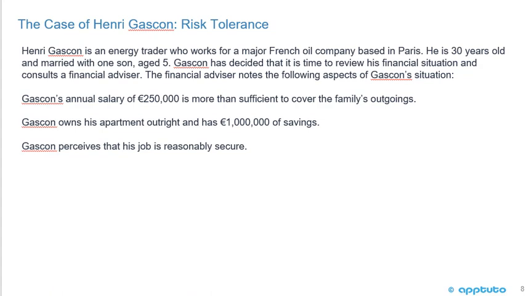So in the case of Henri Gascon, the first thing that we're going to look at is risk tolerance. So Henri is an energy trader who works for a major French oil company based in Paris. He's 30 years old, married with 1 son, aged 5. Mr. Gascon has decided that it's time to review his financial situation and consults a financial advisor. The financial advisor notes the following aspects of Mr. Gascon's situation. He has an annual salary of 250,000 euros, and it's more than sufficient to cover the family's outgoings. He owns his apartment outright, and he has €1 million of savings. He perceives that his job is reasonably secure.